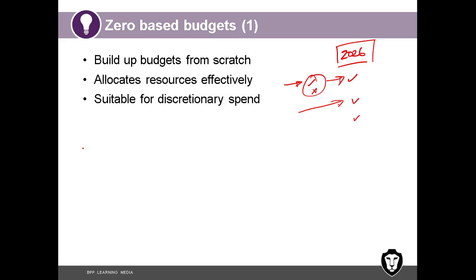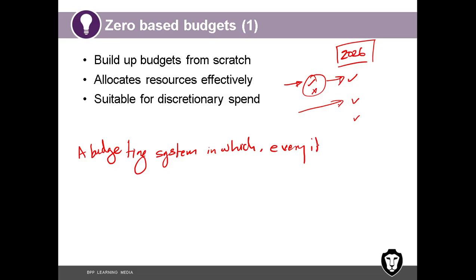So the definition is this. A budgeting system in which every item in the budget is justified. This is the most important term in this definition. Justified by the managers.